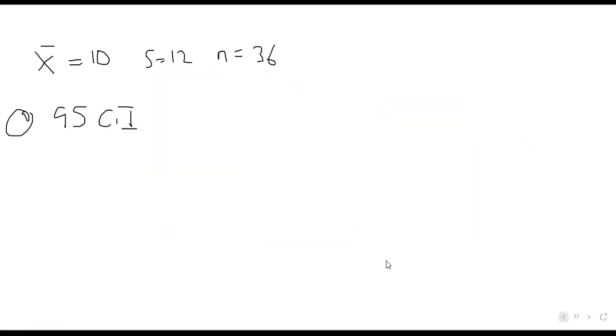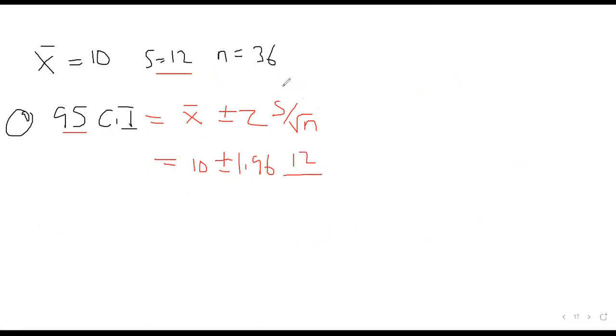You have no option. Find a 95% confidence interval. The formula is the mean plus or minus Z times standard deviation over square root of n. What is our mean? 10. What is our Z at 95%? 1.96. What is our standard deviation? 12. And what is our sample size? 36. So the square root of 36 is 6. 12 divided by 6 is 2. So here you're going to have 10 plus or minus 1.96 times 2.